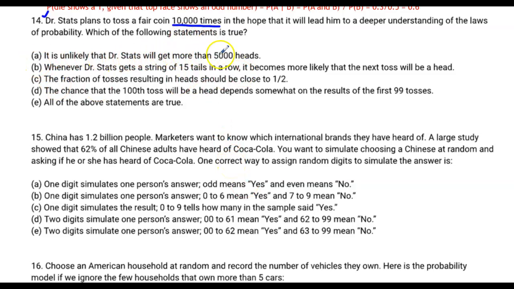It's unlikely that Dr. Stats will get more than 5,000 heads. I don't think that's true. I think it's fairly likely that he'll get right around 5,000 heads. So I don't think it would be unlikely that he would get more or unlikely that he would get less. I think it's equally likely for both. So let's cross that one off. That one doesn't sound right.